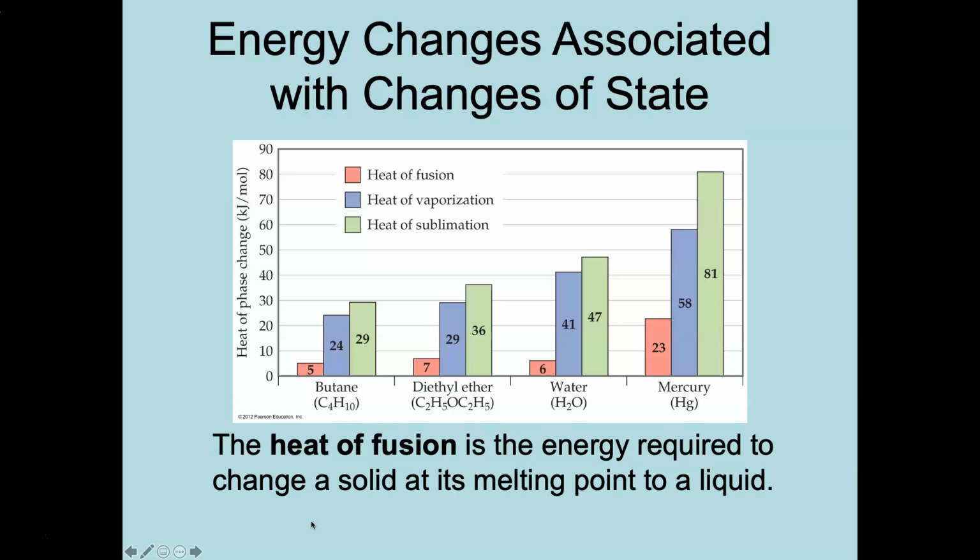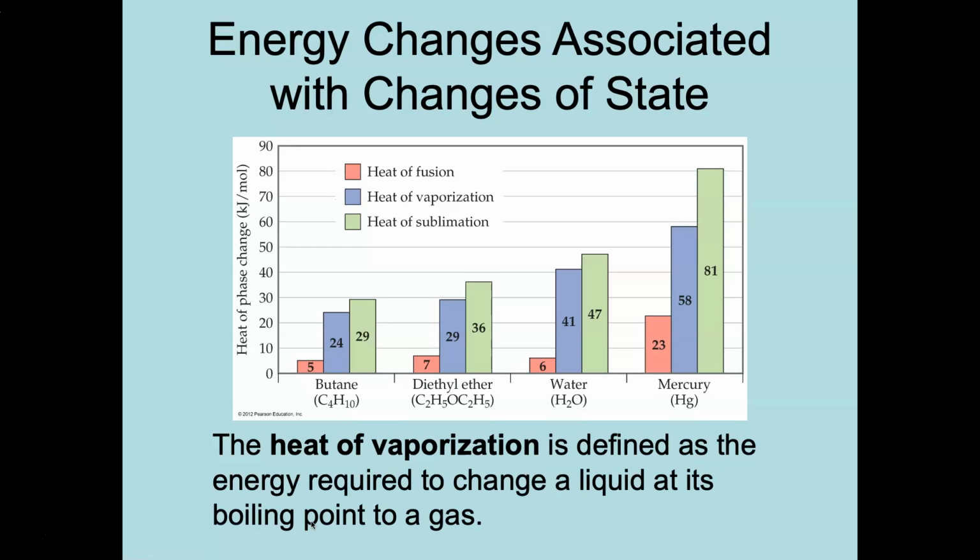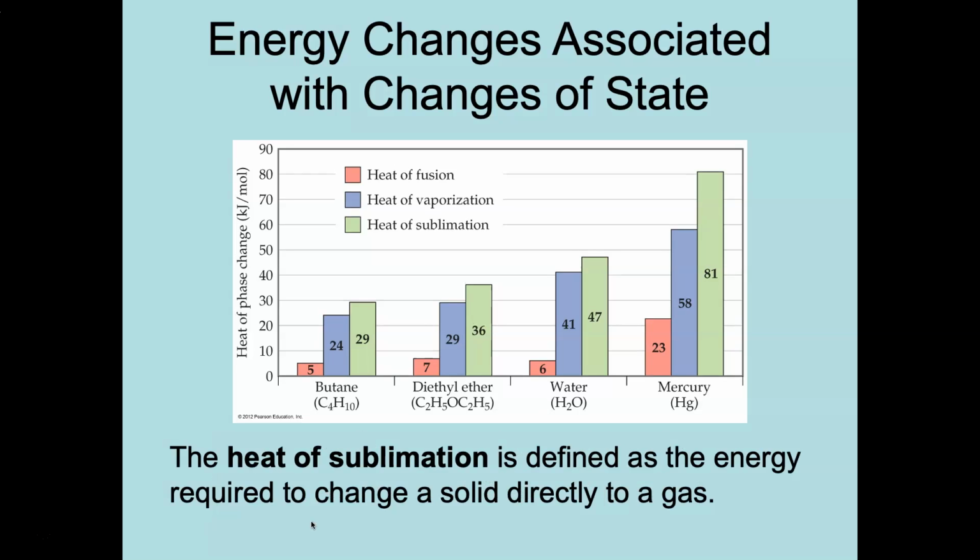So this is the heat of fusion, which is going from a solid to a liquid. The next is going to be the heat of vaporization, which goes from a liquid to a gas. This is the energy required to go from that liquid to a gas, the amount that has to be put in for that phase change to occur. Next and last is the heat of sublimation. This is if we wanted to go straight from a solid to a gas.